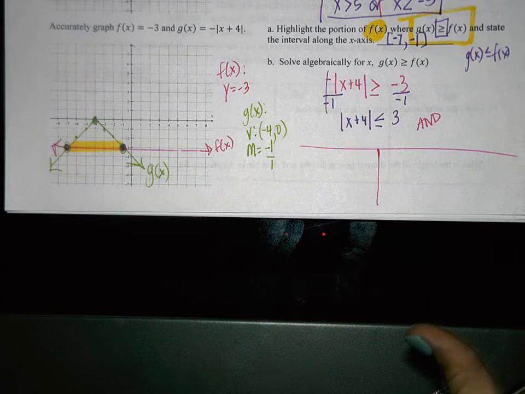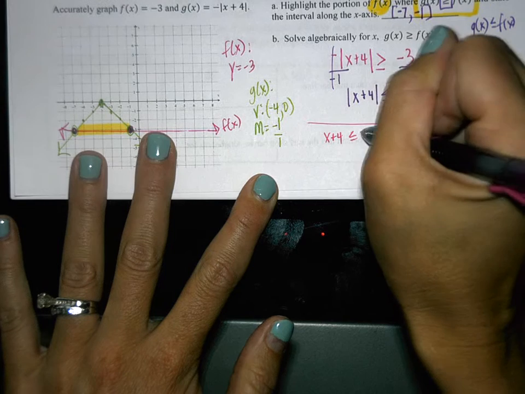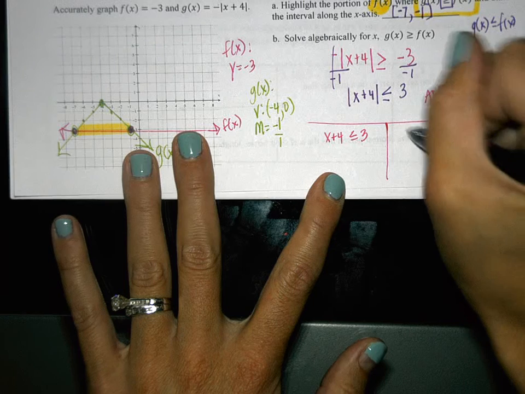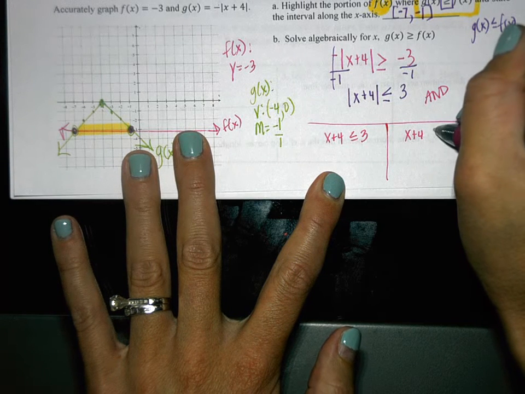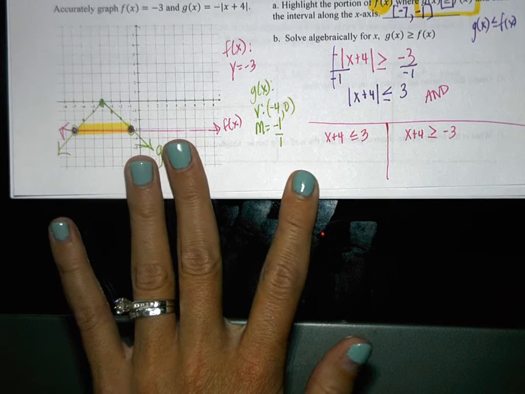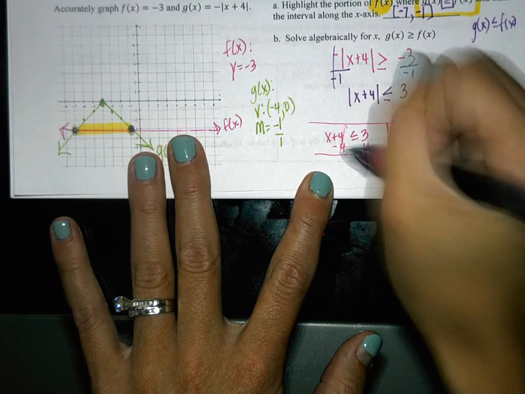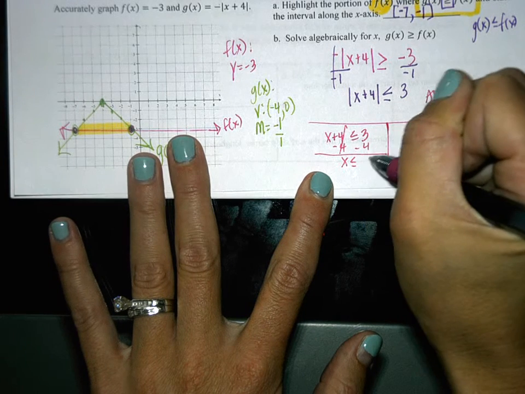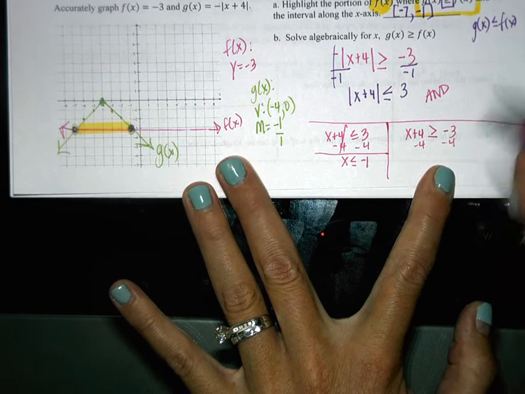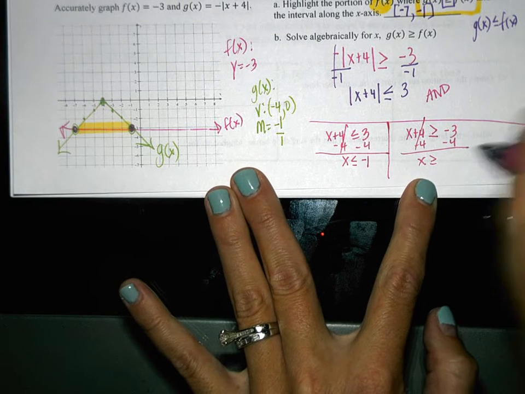When we set up our two equations now, we're going to have x plus 4 is less than or equal to 3. And then my other equation will be what? X plus 4 is greater than or equal to -3. So now we solve. I subtract 4 to both sides, and I get x is less than or equal to -1. Over here I subtract 4 to both sides, and I get x is greater than or equal to -7. Good.